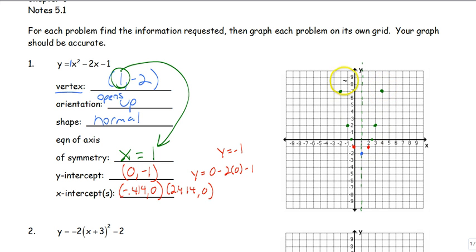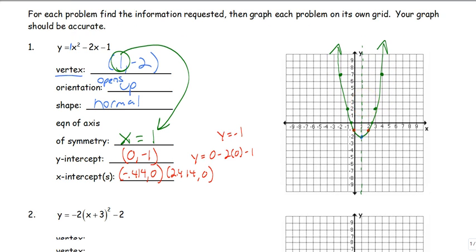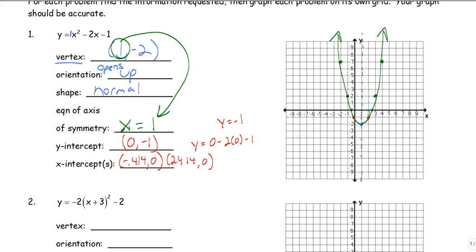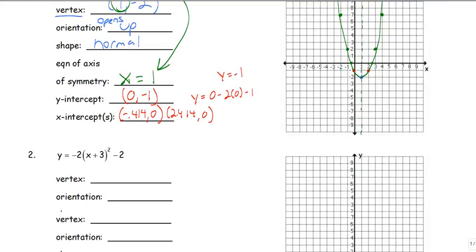And then your parabola should look like a U. Do not give me a V. It should be a curve. Okay? And that is our parabola. And that is what I need to see. I need to see exact points on there. Okay, your graph should be accurate. So that is all the information we're going to get. We're going to use our calculator for a lot of this lesson today.